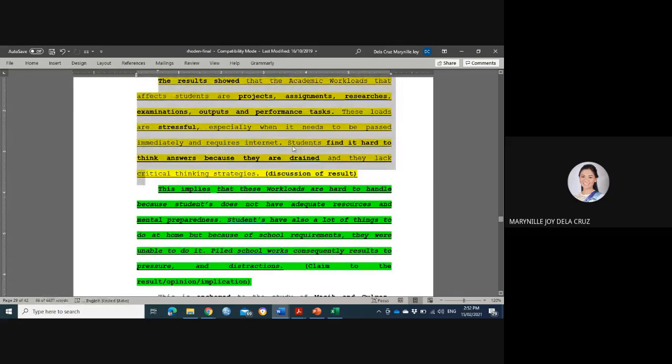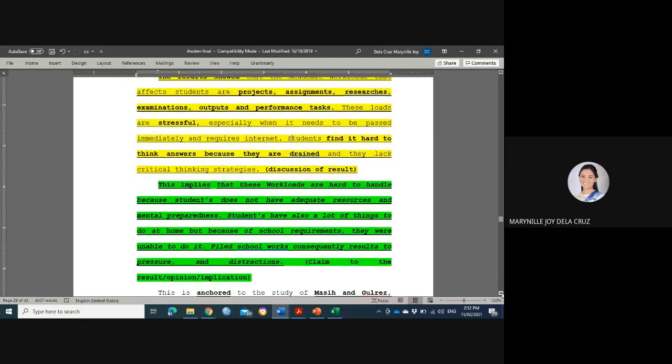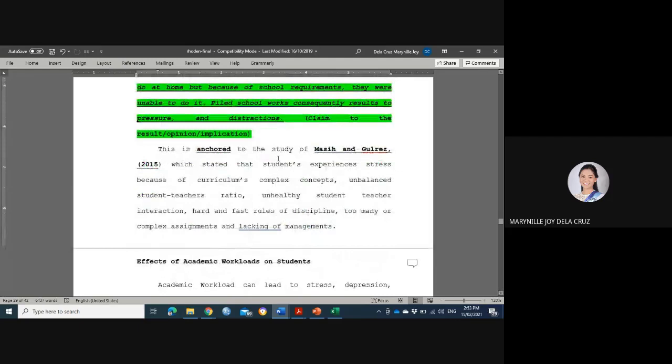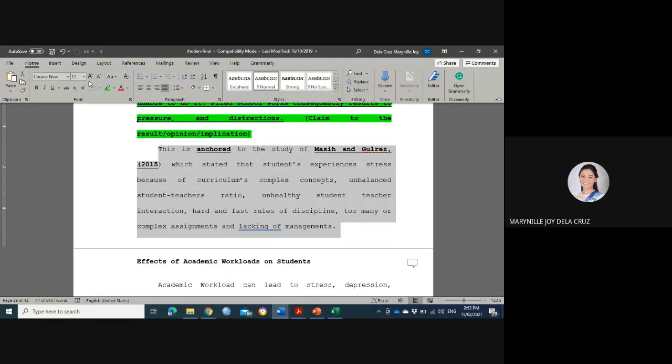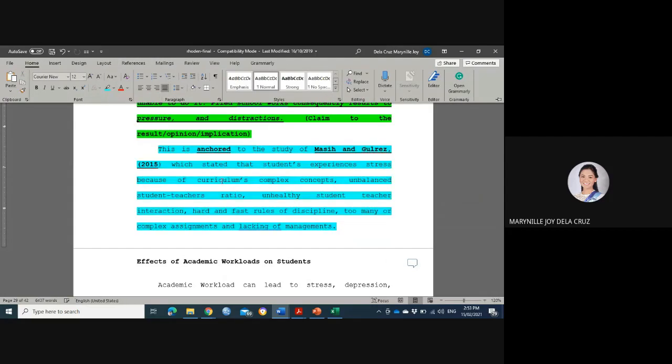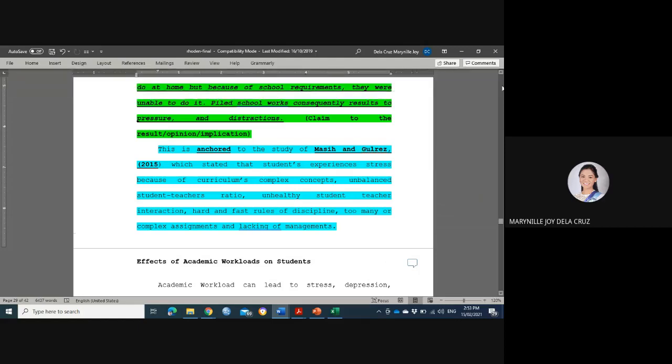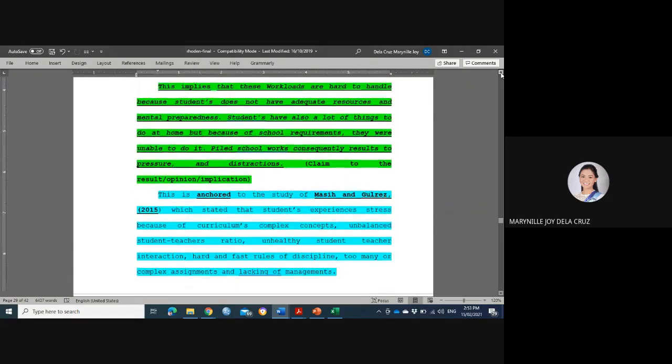Okay, so now let's proceed to the next part, and that is the evidences. When we are talking about evidences, we are focusing on the related studies or researches that are similar or connected to your implication or result and discussion. So how is it similar? For example, you were able to research in Google Scholar about workloads. Okay, this is the research result.